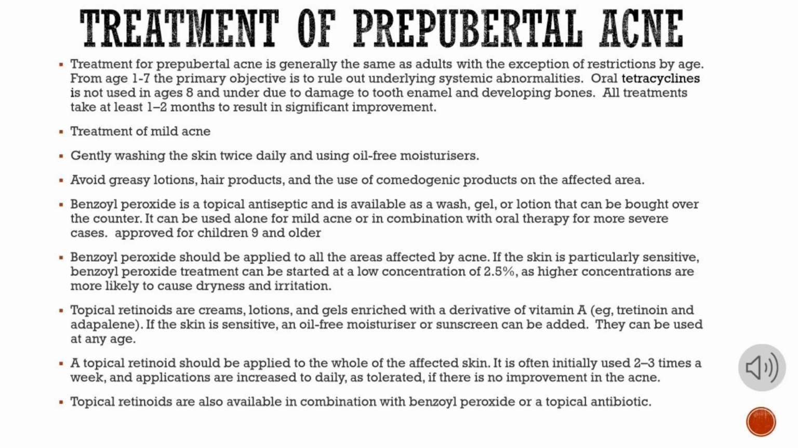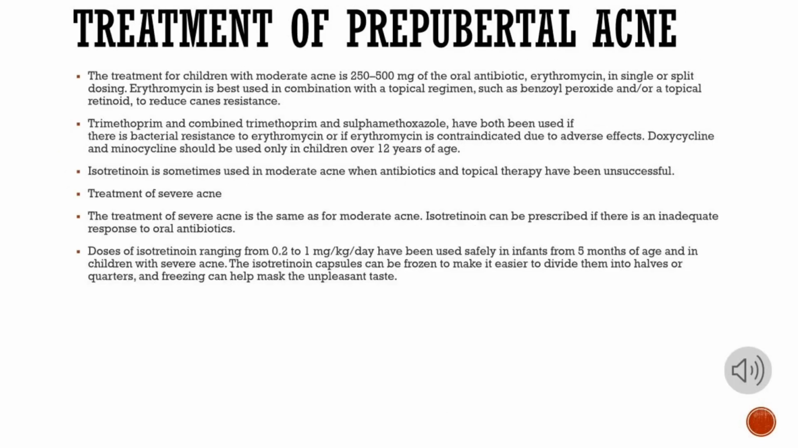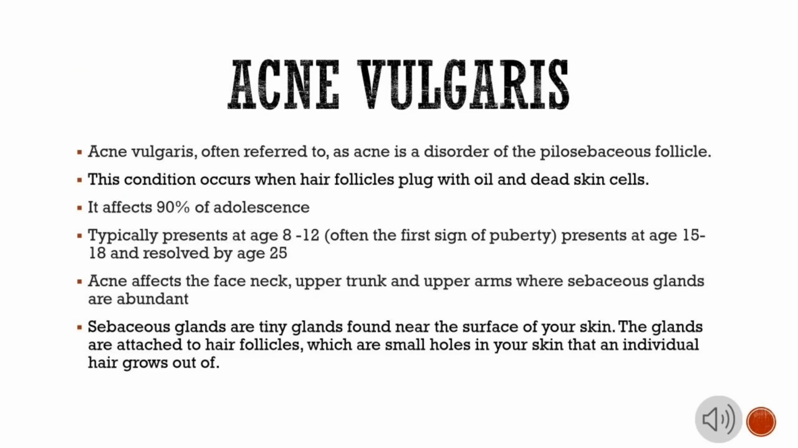Treatment for prepubertal acne is generally the same as adults, with the exception of restrictions by age. From age 1 to 7, the primary objective is to rule out underlying systemic abnormalities. Oral tetracyclines are not used in age 8 and under due to damage to tooth enamel and developing bones. The treatment for children with moderate acne is 250 to 500 milligrams of the oral antibiotic erythromycin in single or split dosing. Erythromycin is best used in combination with a topical regimen such as benzoyl peroxide and/or a topical retinoid to reduce C. acnes resistance.